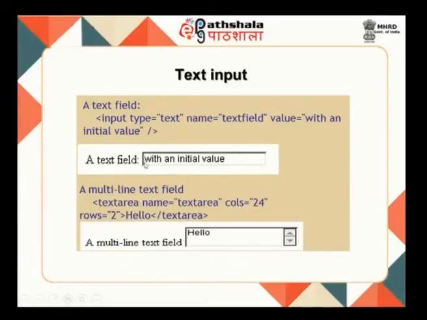You can see here we create a text field, and this is the label. This is the normal text given in the HTML document appearing as it is, and a text field is now created with an initial value displayed in it. Now, you can also have a text field with multiple lines. That is normally called a text area. A multi-line text field can be created using a text area.